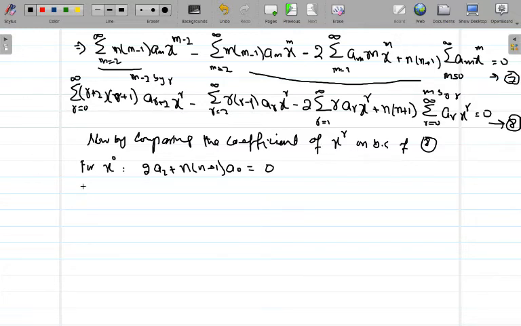And for x power 1, when r is equal to 1, this will be 3, this will be 2, 3 times 2 is 6, and a will be a3. So the first expression gives 6 times a3. And here when r is equal to 1, this expression is 0, so there will be no term. Then minus 2 a1, this expression minus 2 a1, and the last one n into n plus 1 a1 equal to 0, or we can simplify this or write it in this form as well.